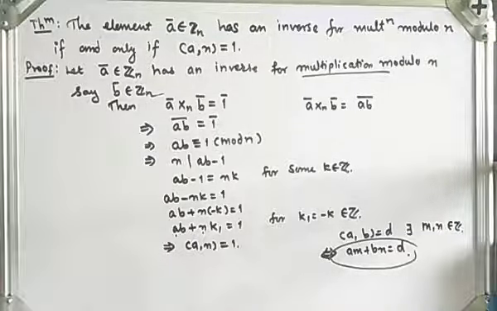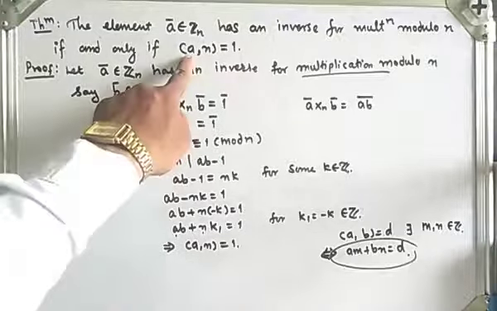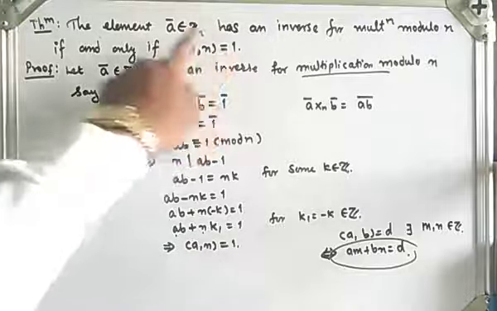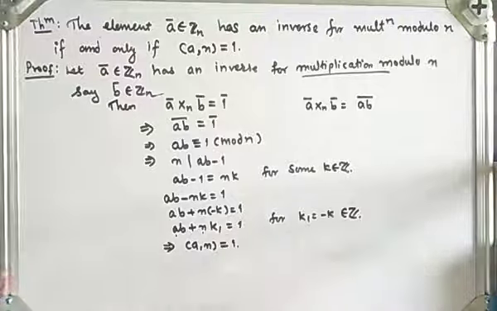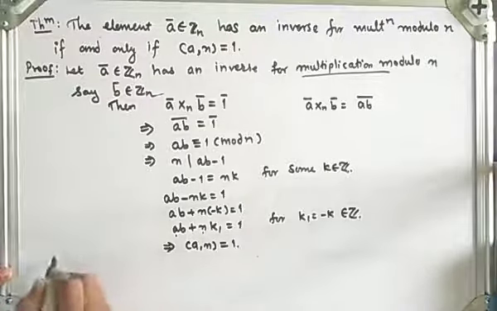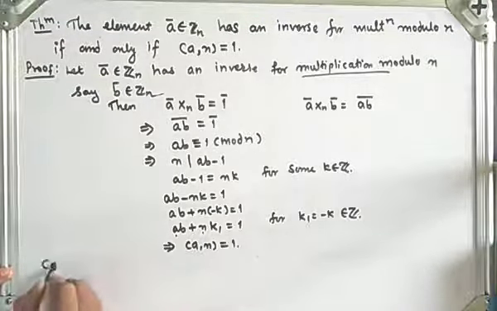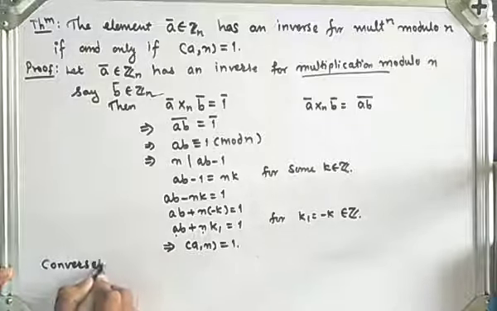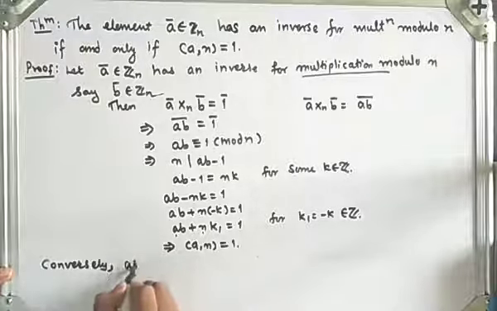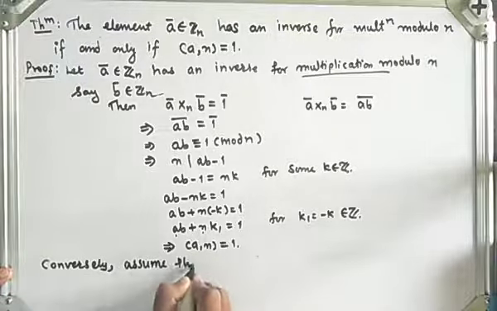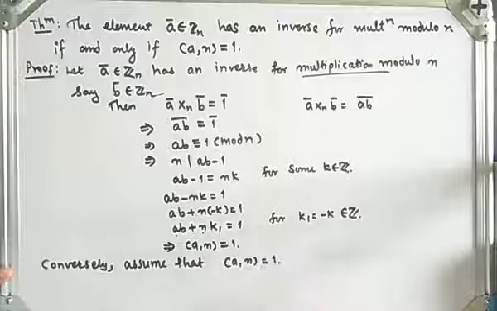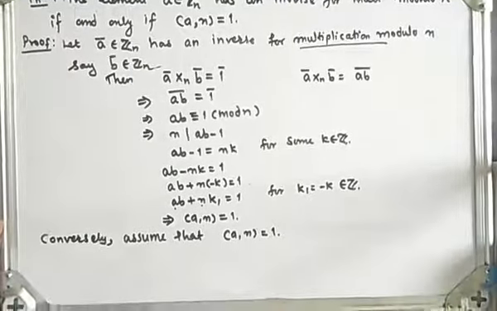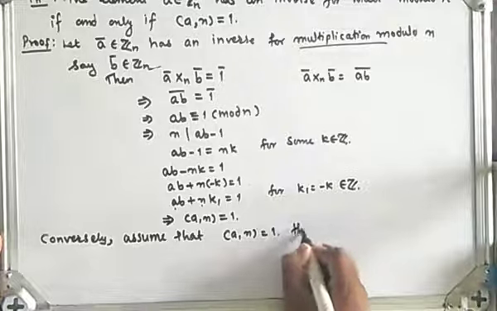Now in the converse part, we consider GCD of a and n is equal to 1, then we will prove a bar has a multiplicative inverse in Zn. Now let's see the converse part. Conversely, assume that GCD of a and n is 1. Then by the GCD theorem, what will we say?